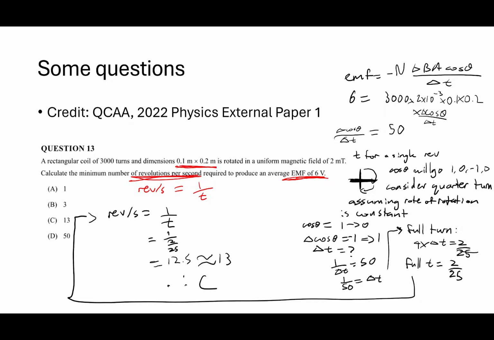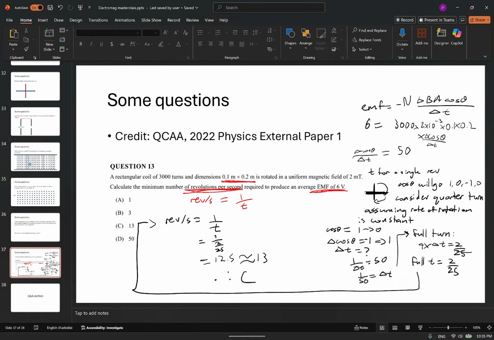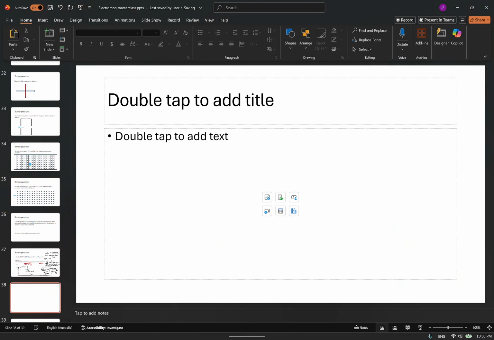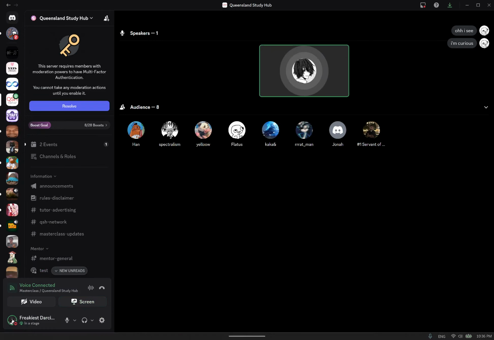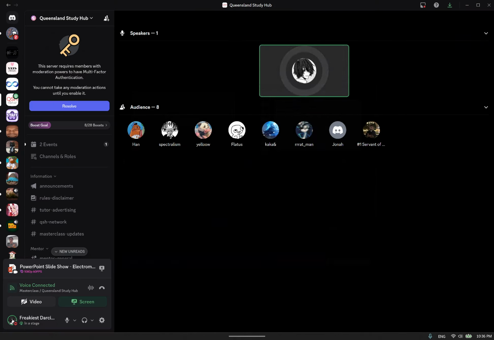Yeah, with calculus. I believe it's to find the average EMF of 6V. No, this wasn't a syllabus thing. It was an alternative approach to doing this question. Okay. Let me just. Okay, can you see that? You can't see that. Let me just screen share again.